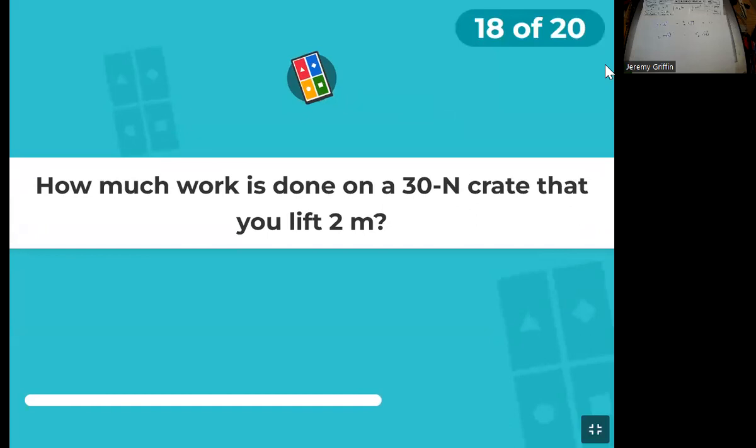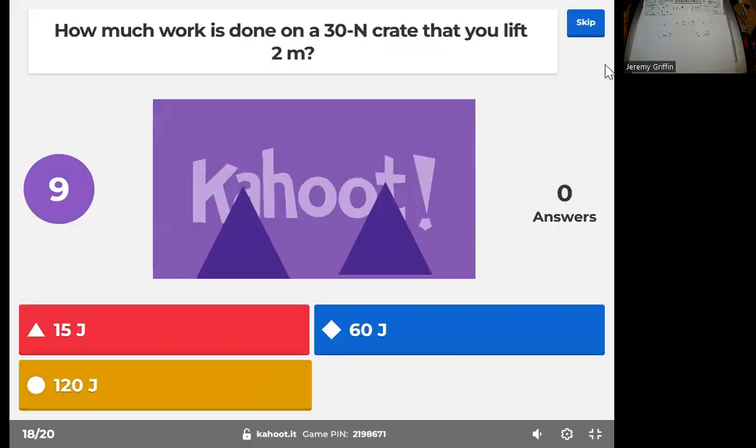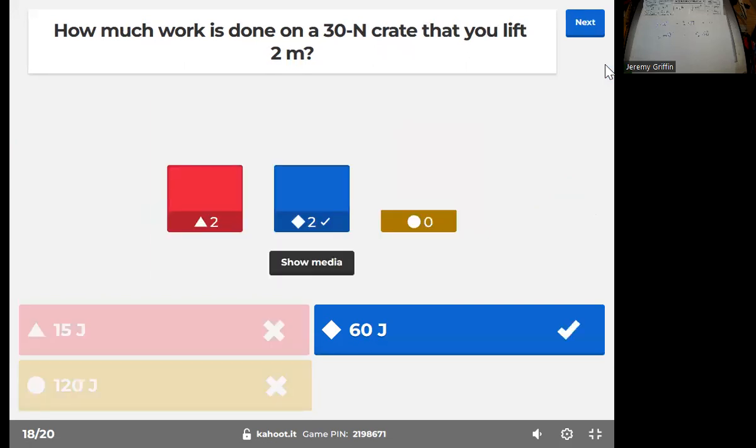How much work to lift a 30 Newton crate 2 meters? Yeah, 60 joules, because force times distance, right? So you're lifting it, moving it up against its own weight. 30 newtons times 2 meters, that's 60 joules. Okay. Also, suppose you set that crate on a shelf. Now, shouldn't it have 60 joules of potential energy compared to where it originally was?